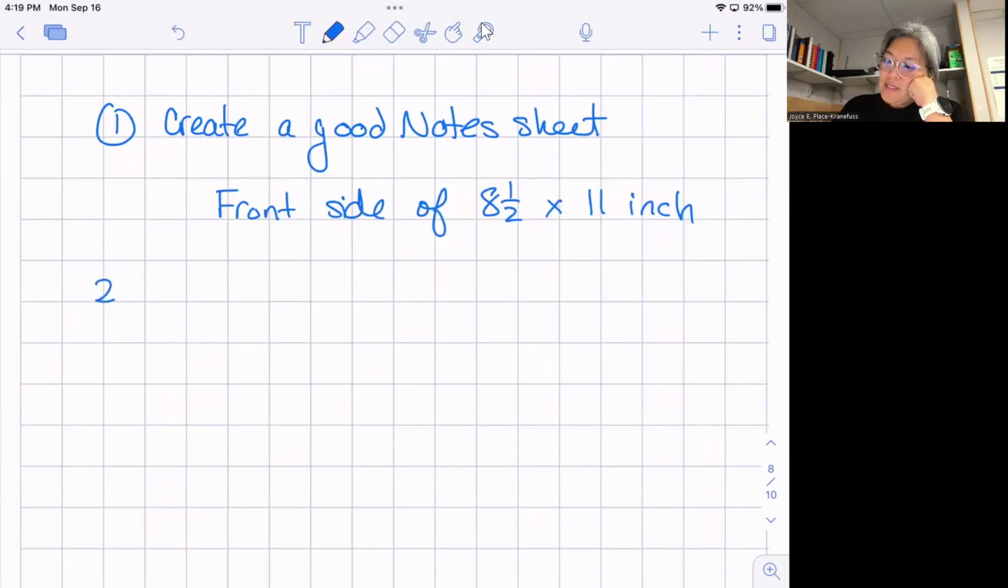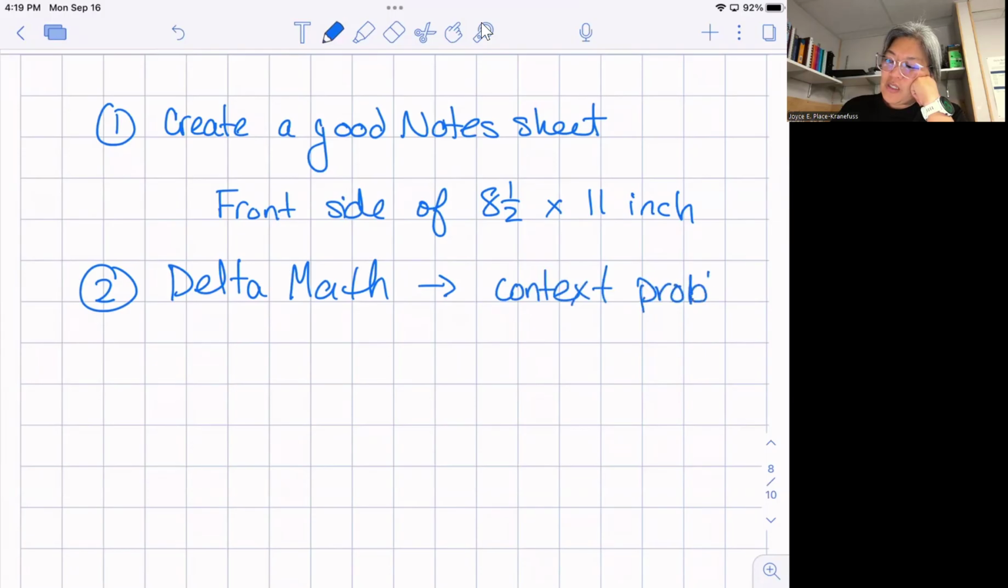Okay. Secondly, Delta Math. No, I'm not creating a new Delta Math for you. Go back and work on other ones. I did open one that has context problems, but I would suggest doing some of the other ones as well.